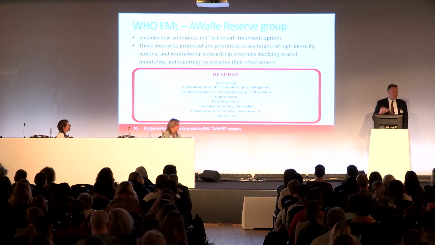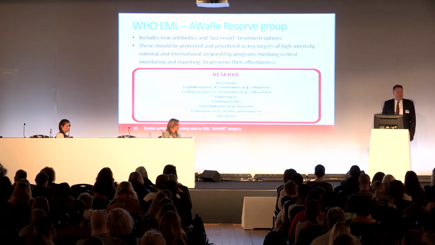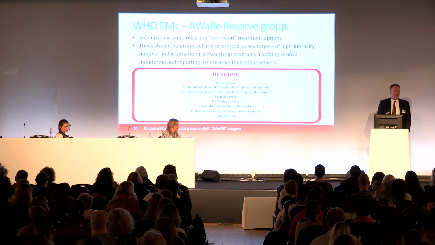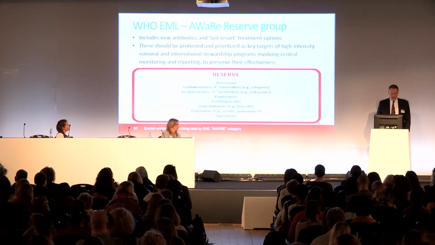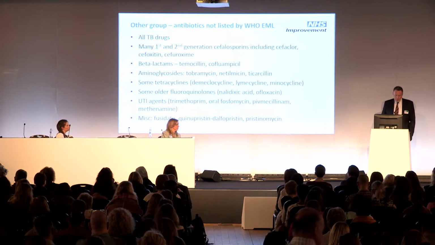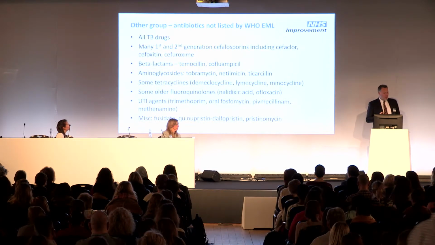And then the polymyxins, of which colistin has had a lot of publicity about its use in the animal food production sector, and things like tigecycline. But there are also a number of other groups that weren't listed in there.